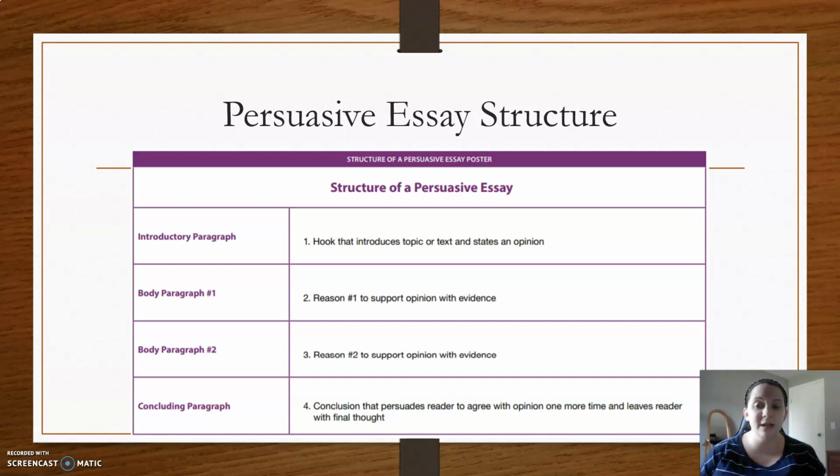Your first body paragraph is going to be your first reason why you think that way. Your second body paragraph can be the second reason, and the conclusion is just going to restate what you believe and leave the reader with a final thought.